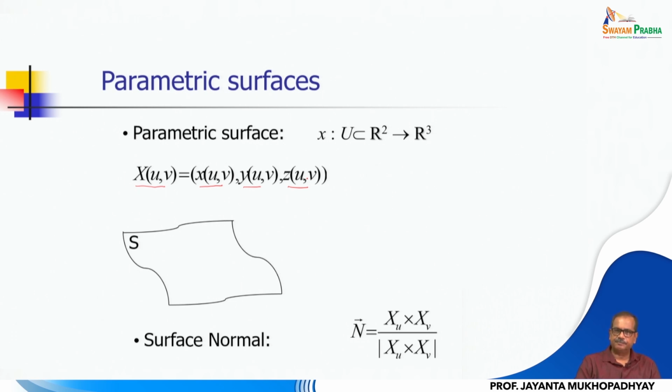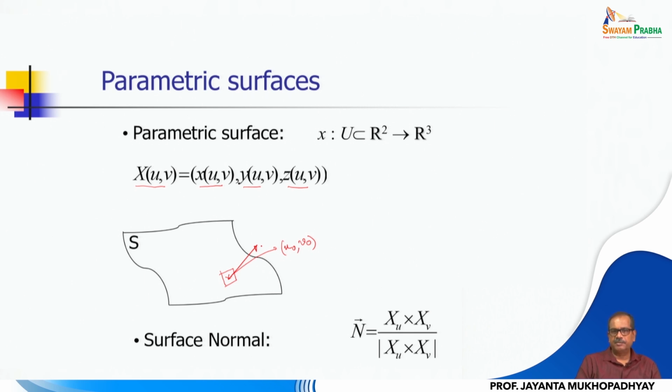Now if I consider a particular point on the surface, suppose there is a specific value of u and v, say u naught and v naught. Since the surface is continuous, we can consider that there is a tangential plane touching at this point, and this tangential plane has its normal, which is called the normal of the surface.